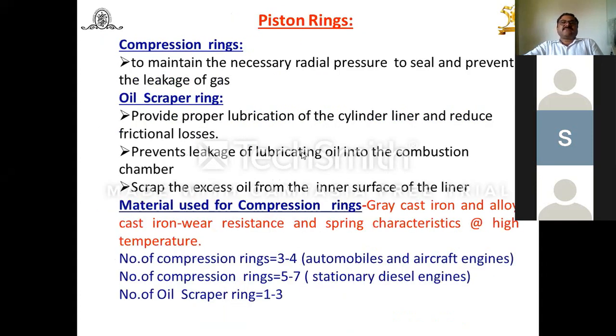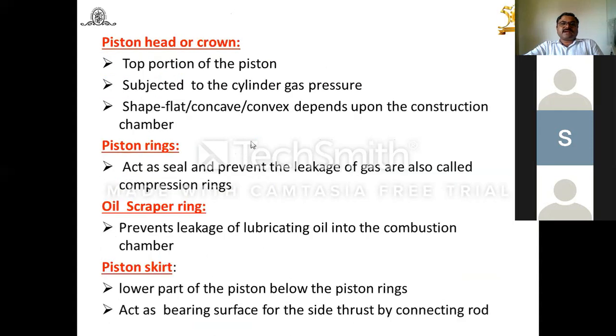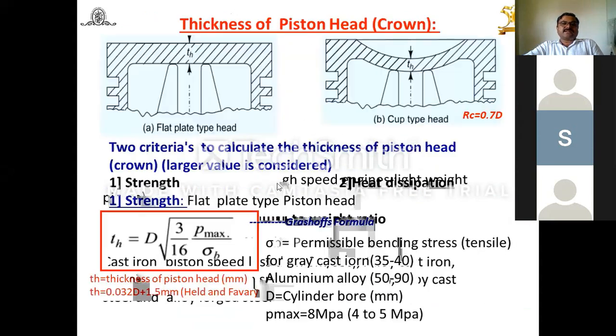Then let us see another important component, piston rings. In piston rings, you will find it consists of 2 types of rings. One is the compression ring and another one is the oil scraper ring. Look at the diagram again: here 1, 2, 3, the provision which is made for the compression rings, and 1 here is for the oil scraper ring. Try to understand.